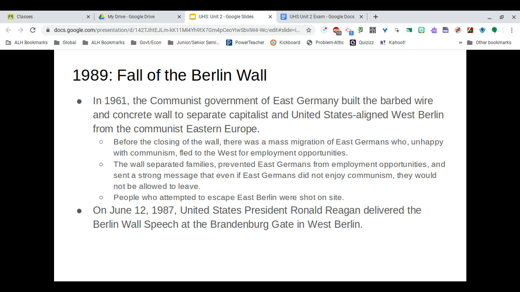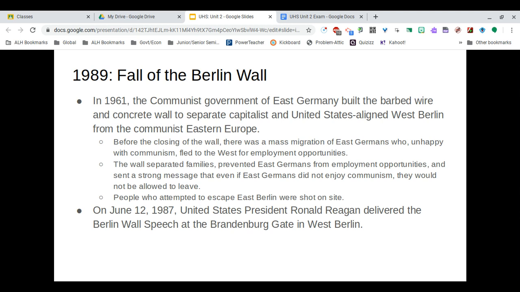Anyone who attempted to escape East Berlin through a variety of methods, if you watched the video I posted for the containment lesson on the Berlin Wall, you saw that there were many different attempts to escape, and they were just not able to. They were shot on sight. You had people who tried to dig under the wall, people who tried to fly over the wall, people who tried to just drive through the barricades. It didn't work.